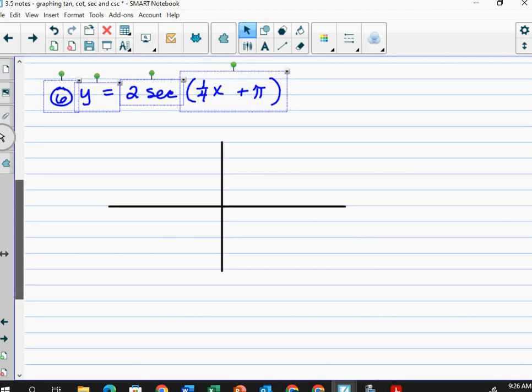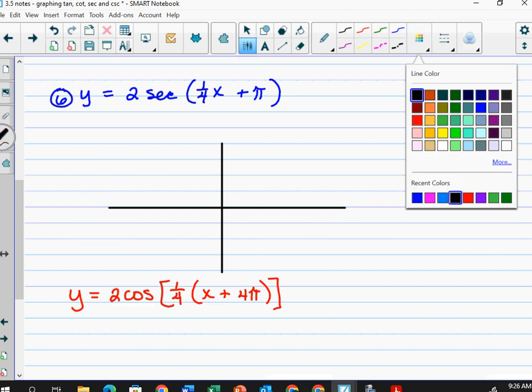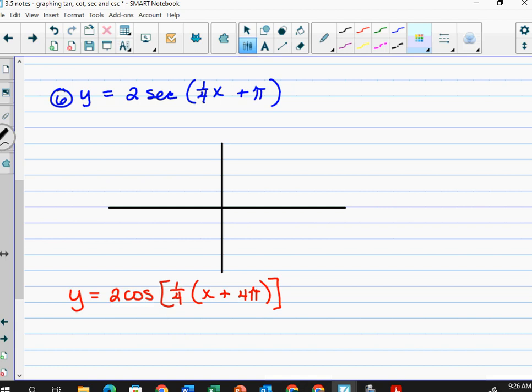So guys, what should you be graphing first? Cosine. So think about graphing 2 cosine and factor out your 1/4. What's going to be in parentheses? X plus 4 pi. So guys, what's the period this time? 8 pi, yeah. Figured you'd like it better. It's not fractions. It is true.